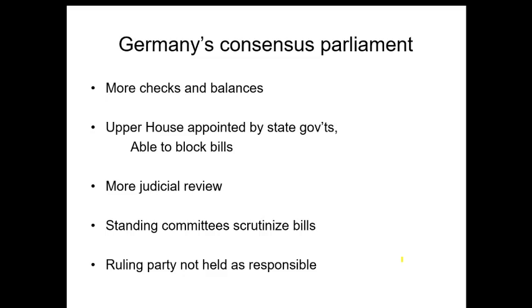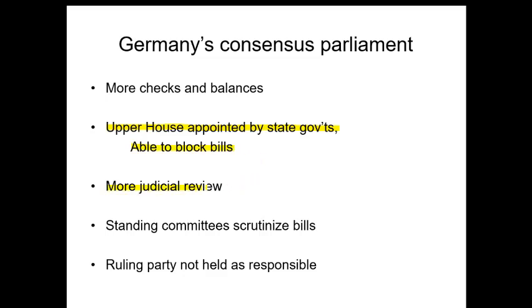Germany is a consensus parliament system that the book talks about. A few more checks and balances. Again, the upper house is given a little bit more power to be appointed by the state government. So they're using more of a federalist type system here to help appoint their upper house. And the upper house is now able to block bills rather than just delay them.